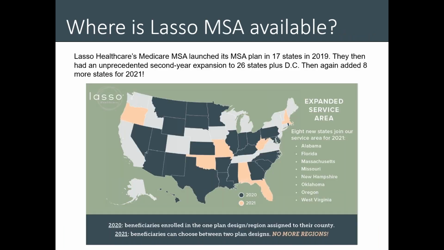Where's this thing available? Well, gosh, almost everywhere. This is incredible. In 2019, we launched with 17 states. And then we got to 26 last year. And we added 8 more in 2021. As I started off by saying, this product is available in more counties than Aetna, than United Healthcare, than Humana, any other Medicare Advantage. This product is in more counties than any Medicare Advantage plan, period.